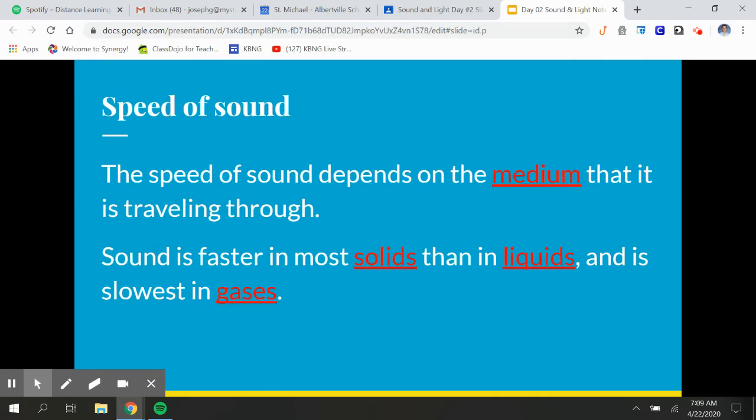The speed of sound depends on the medium it's traveling through. When the medium is more dense, it's going to travel faster. That's why solids travel faster than liquids. Sound will travel faster in a solid than through a liquid, and it will travel the slowest in a gas. It might be counterintuitive, but the more dense, the more molecules there are, the faster the energy is going to travel through it, because it's pushing on those molecules, and the closer those molecules are to each other, the faster they can transfer that energy onto each other.